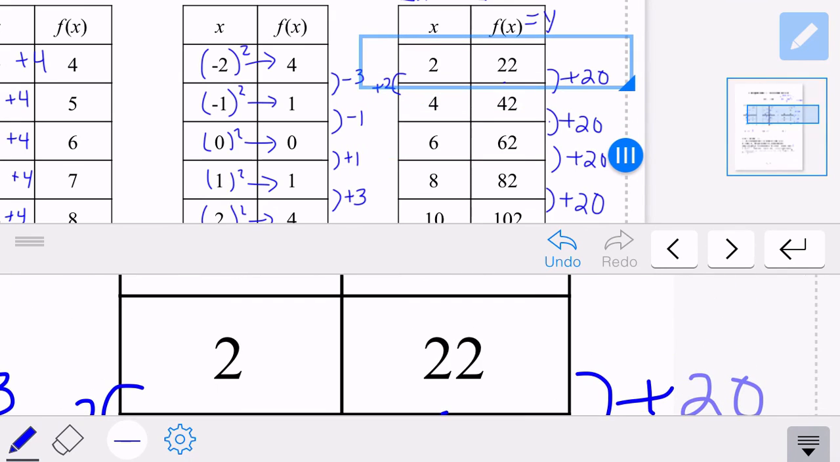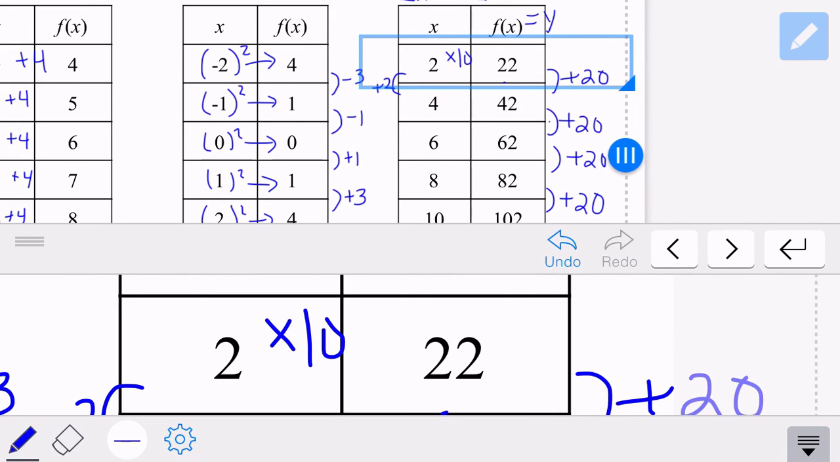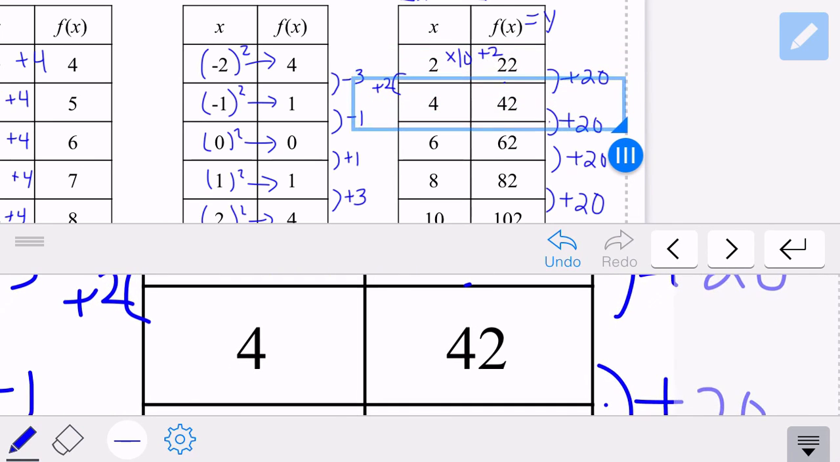And then we need to figure out, is that it or is there another piece to it? Well, if I do 2 multiplied by 10, well, that's only going to get me to 20. So what else would I have to add on after that? Well, I could add 2. So maybe let's take a look and see if that works for the rest. If I do 4 times 10, that gives me 40. And then plus 2. Yep, that's going to give me 42.